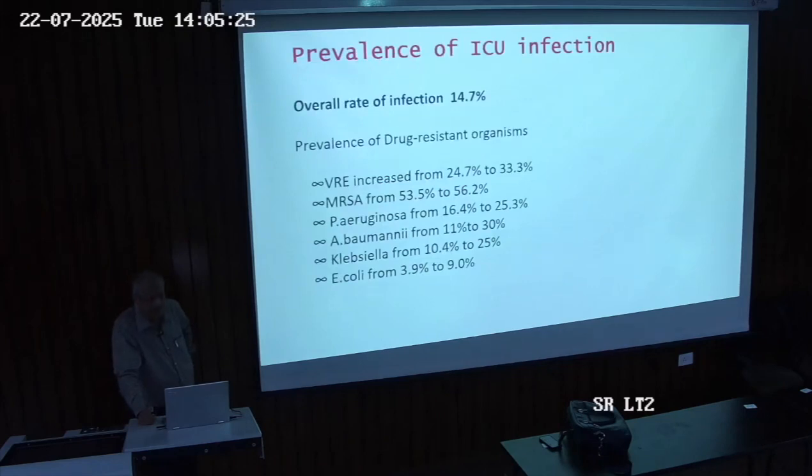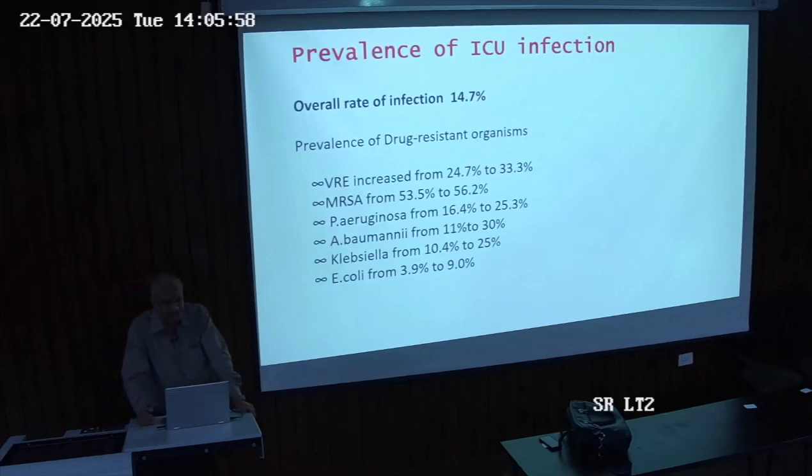Now these are the statistics of prevalence of ICU infection. The overall rate of infection worldwide in ICUs is 14.7%, and you can see here the increase in resistance: VRE, which is vancomycin resistant enterococci, increased from 24.7% to 33%. These are recent studies done from 2015 to 2019.